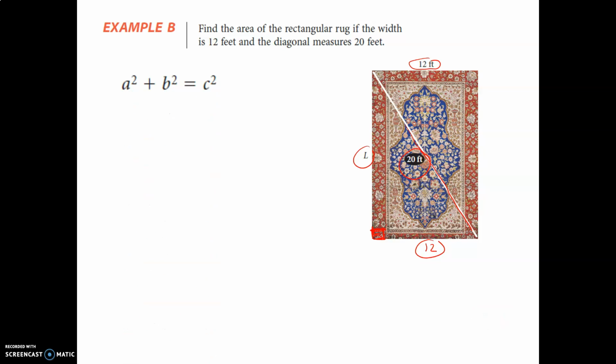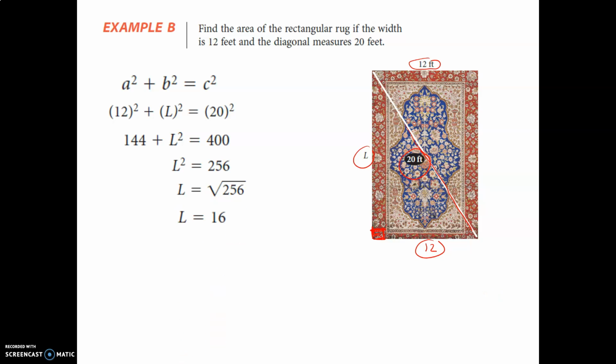So I can use the Pythagorean Theorem. A squared plus B squared is equal to C squared. 12 squared plus L squared is 20 squared. 12 squared is 144. 20 squared is 400. Subtract 144 from both sides, and now take the square root of both sides. So L turns out to be a perfect 16.